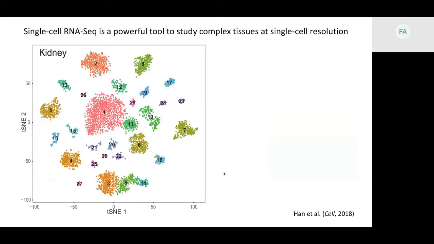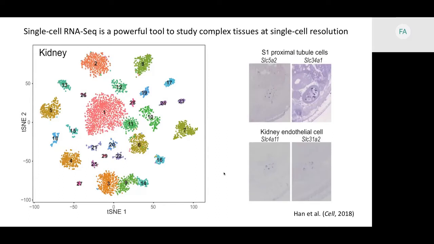And in the past, there have been all these papers describing tissue atlases. For example, I'm showing here an example from the mouse cell atlas by Han et al. This is for kidney. And so the authors identified all these different cell types, all these different cell populations, and they also did some in situ hybridization experiments to confirm the cell identity of those populations.